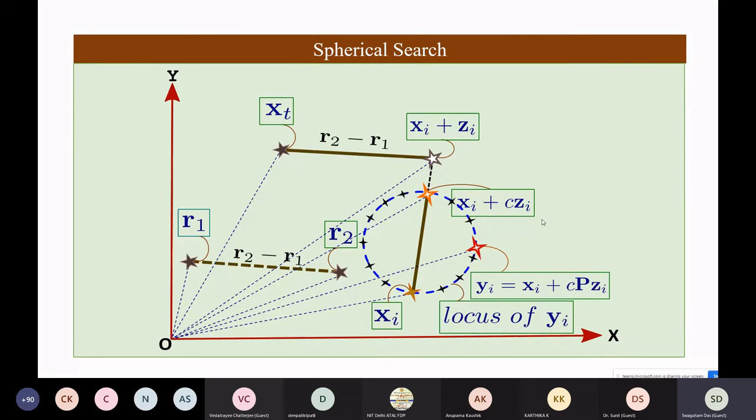This is just an illustration of how the locus of yi looks. So if your xi is here, actually the step size parameter denotes the diameter of the circle, and if you want to get your xi at other positions, if you want to project your xi onto other planes and other positions, you need to use this sort of a transformation, c times p times zi.